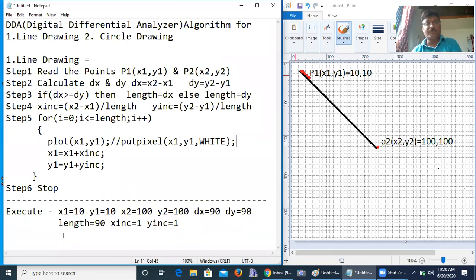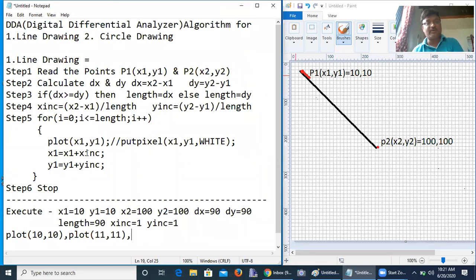Now, what is my first pixel? x1, y1 is going to be plotted. I am going to plot the points one by one. What is my plot value going to be? Plot first 10, 10. And what is my x increment and y increment value? 1 and 1. So x1 plus 1, 10 plus 1 is 11, and here again 10 plus 1 is 11. So again I am going to plot 11, 11.